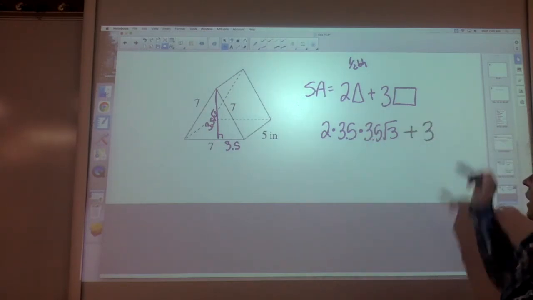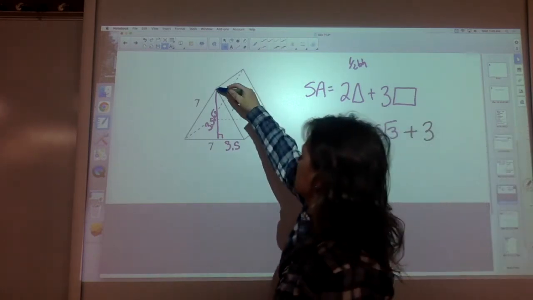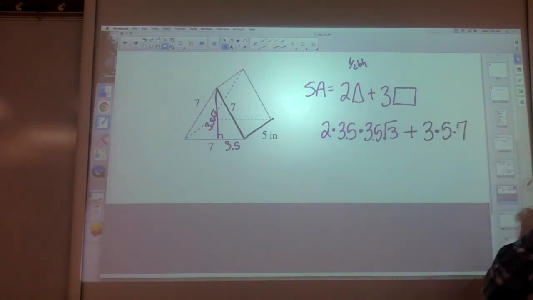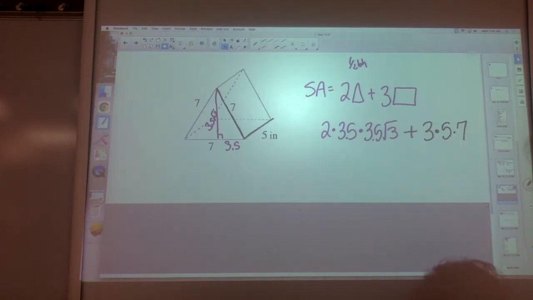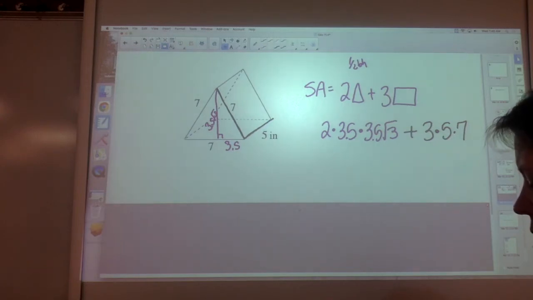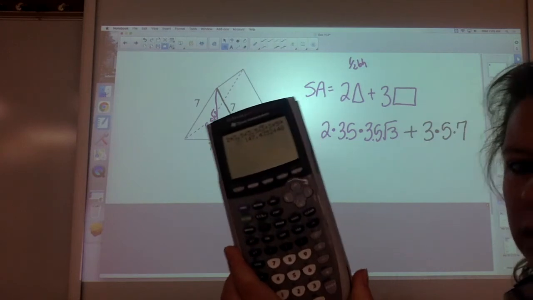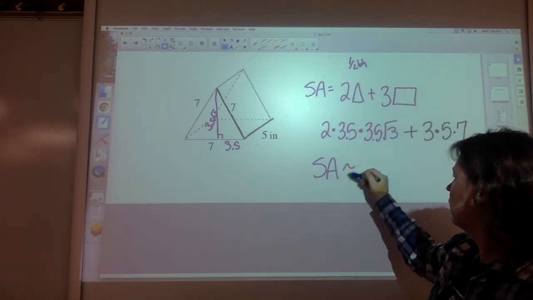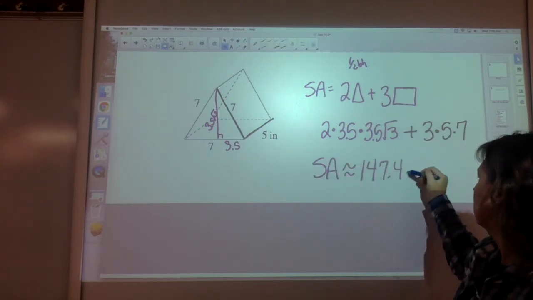Plus, we need 3 rectangles. How big are the rectangles? 7 by 5 inches. So 3 times 7 times 5, or 5 times 7. Again, you don't type this in separately. You got to get it all in at once. 2 times 3.5 times 3.5 square root 3. Don't forget your parentheses if needed. Plus 3 times 5 times 7 equals 147.4 square inches.